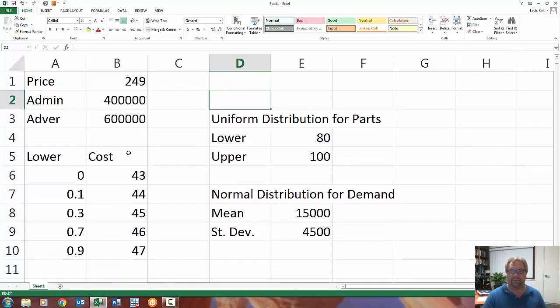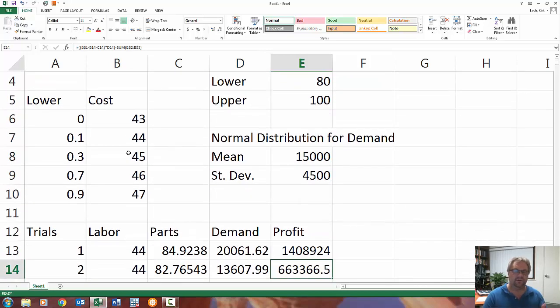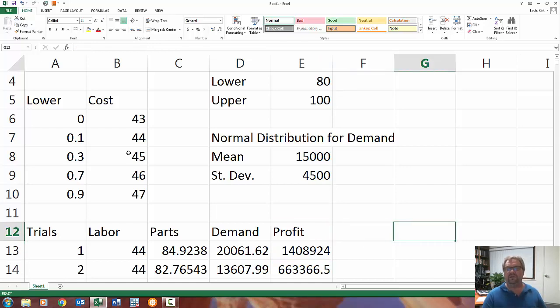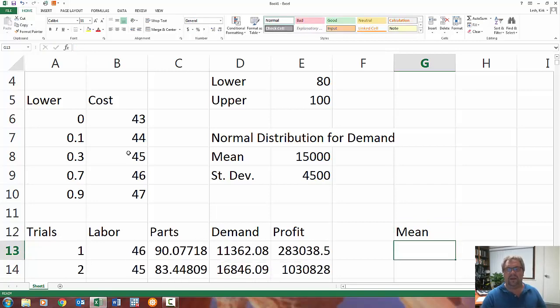So what's going to happen here, with the distribution for parts, labor, and the normal demand? Well, the reason we do this is to calculate some statistics, and by far the most important is the mean. Now, this goes back to the very first video of chapter 12, and that's why I put that video in here, because the whole point of these simulations is to calculate this mean.